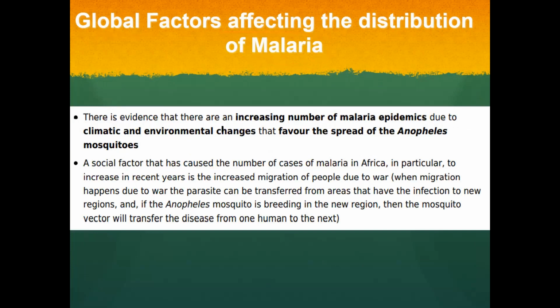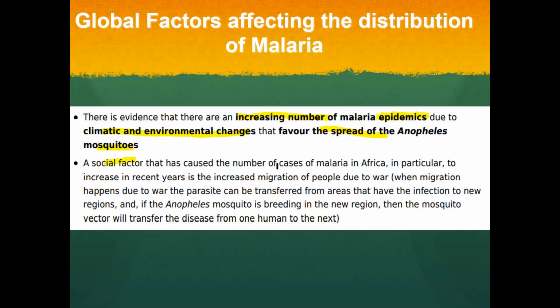Okay then, there is evidence of an increasing number of malaria epidemics due to climatic and environmental changes that favor the spread of the Anopheles mosquito, right? So these diseases are endemic, but there can also be an outburst in certain conditions. For example, when there are climatic or environmental changes, some of these favor the spread of the mosquitoes. So if there is more rain and a damp, humid environment, their breeding increases. So this is related to environmental changes.